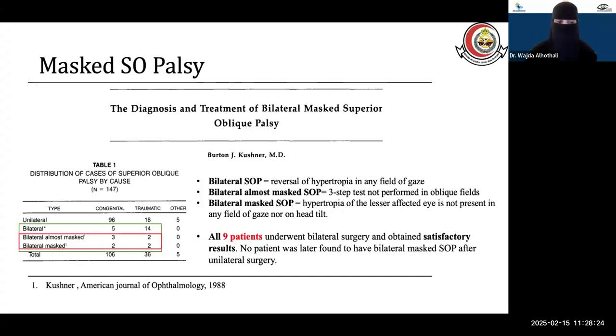Dr. Kushner proposed that the two most important things to identify bilateral cases from unilateral cases are the alternating hypertropia seen in oblique fields of gaze or head tilts, and also to use objective measures such as fundus excyclotorsion to identify those patients.